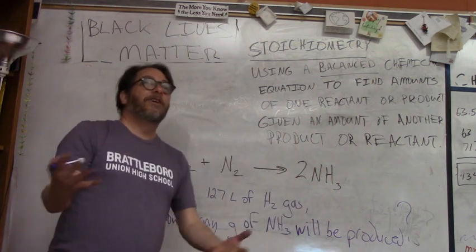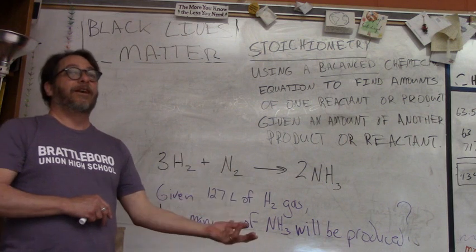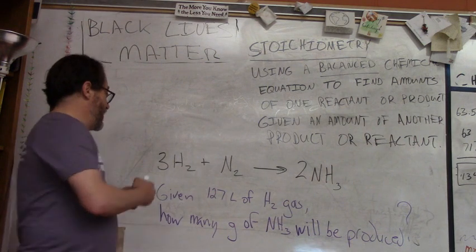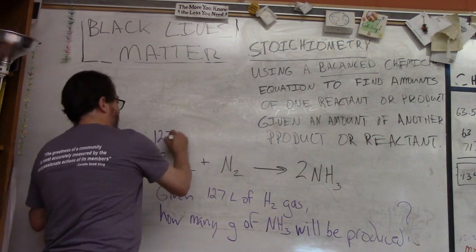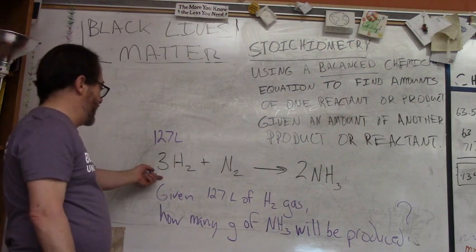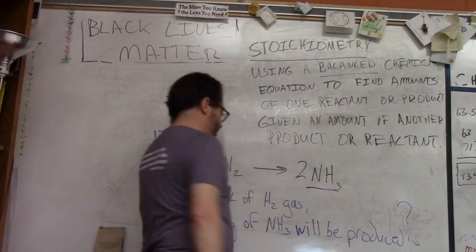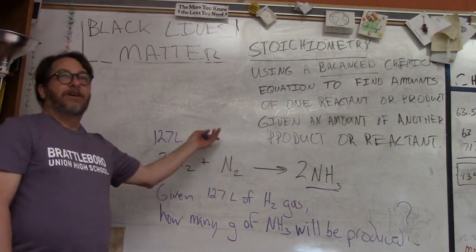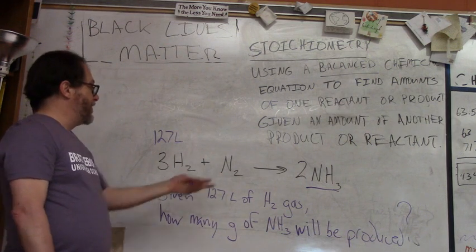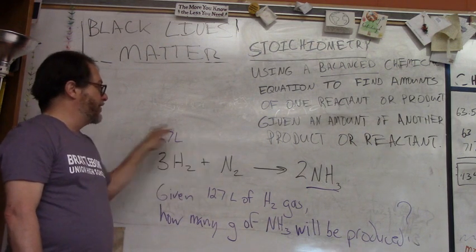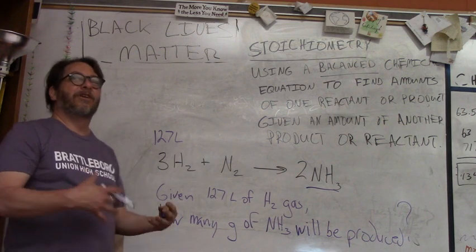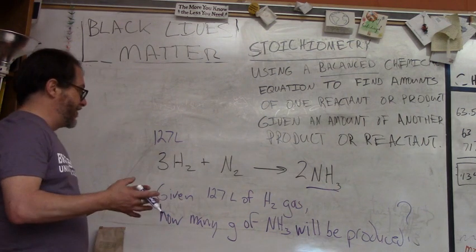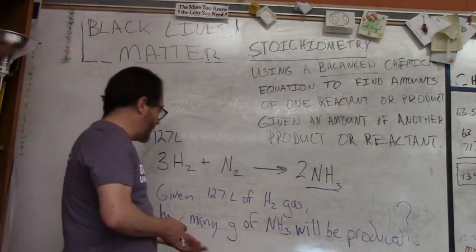In other words, you're always given one thing in an equation and asked to find another. And it can be on either side. This one asks if I have 127 liters of hydrogen gas, how many grams of ammonia? But I could just as easily ask how many molecules of nitrogen gas, or how many grams, or how many liters will be required to react all of this. So it's a powerful tool, but it's also a confusing tool until you figure out what exactly you're driving when you do it. So let's work this out.